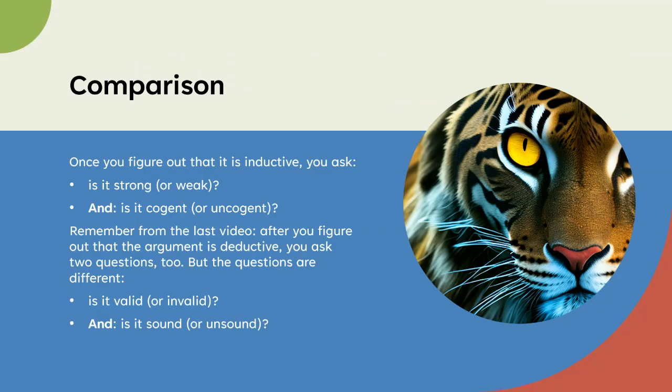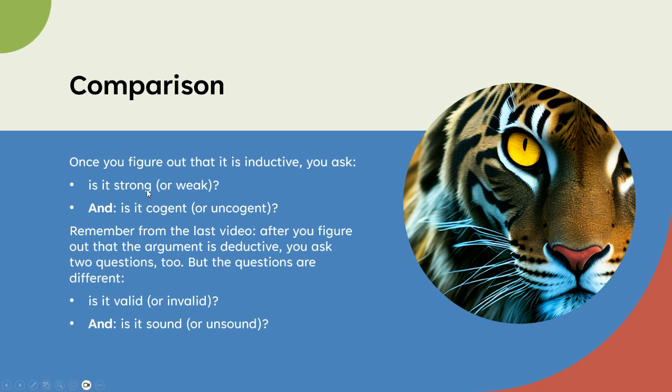Let's just do a quick comparison. Like I said, once you know that an argument is inductive, first you ask, is the argument strong? Then you ask, is the argument cogent? That's similar to what happens once you know an argument is deductive. As I described in the other video, you first ask, is it valid? And then you ask, is it sound?